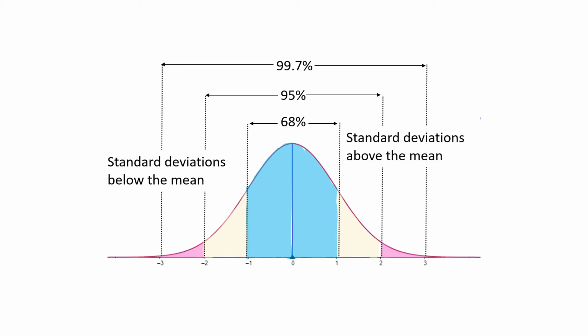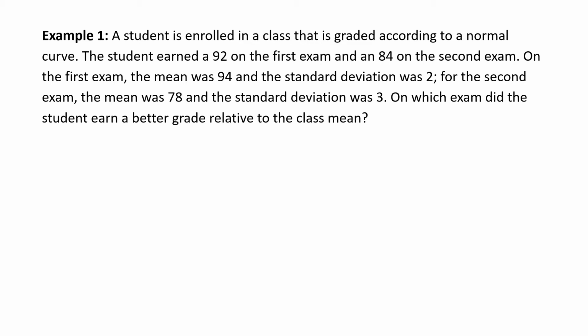Let's observe that this is symmetric. So if you wanted the area between 0 and 1, that would be half of the 68%, or 34%. Let's suppose you want the area between 0 and 2. Now you want half of the total area encompassed between 2 and -2 standard deviations. That's half of 95%, or 47.5%.